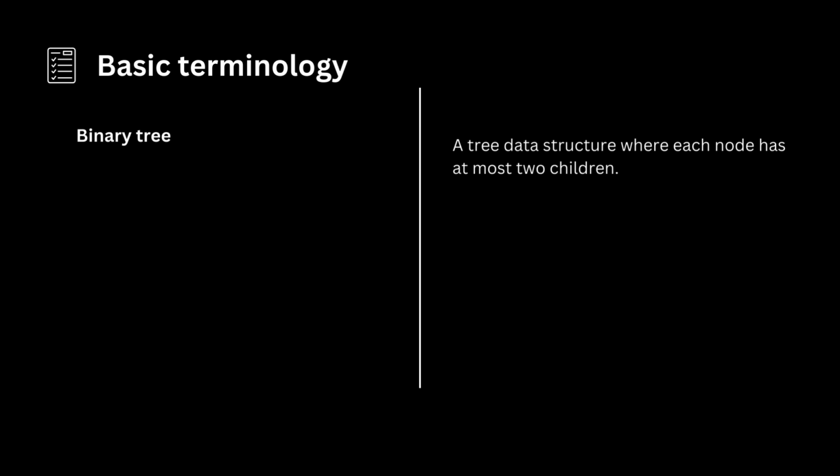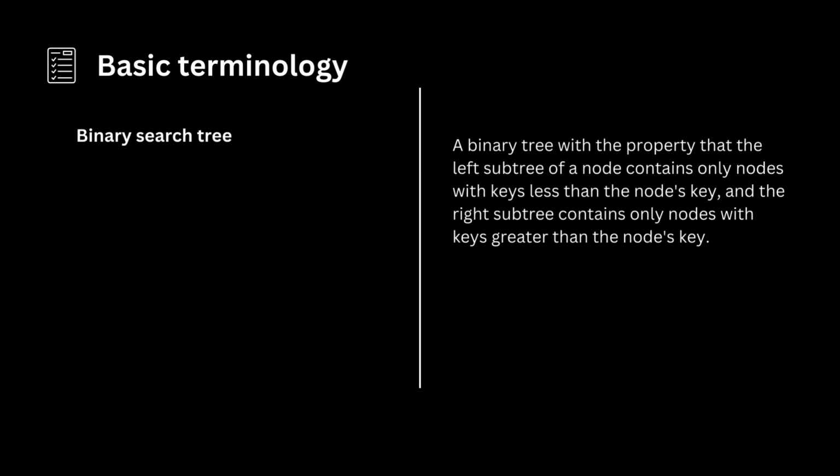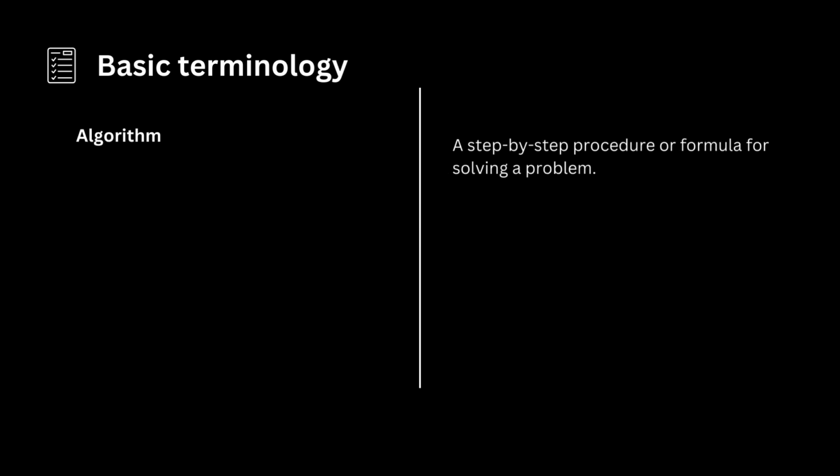Binary tree, a tree data structure where each node has at most two children. Binary search tree, a binary tree with the property that left subtree of a node contains only nodes with the keys less than the node's keys, and the right subtree contains only nodes with the keys greater than the node's key. Algorithm, a step-by-step procedure or formula for solving a problem.